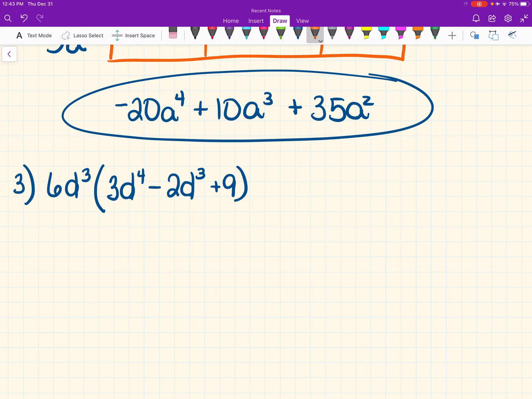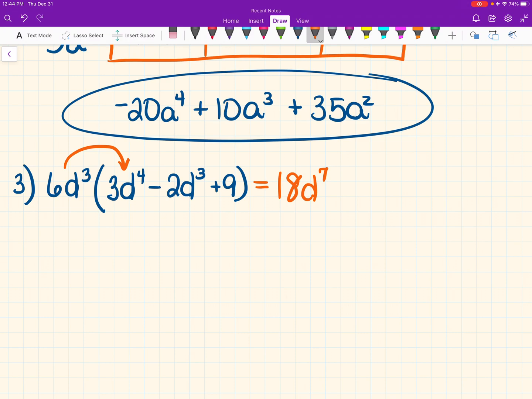All right, so hopefully you have an answer that you didn't just keep going, but I can't stop you if you did. So I'm going to do 6 times 3 is 18. D to the 3rd times d to the 4th. We add exponents. D to the 7th. Did you get that first term correct? If not, can you figure out what you did?